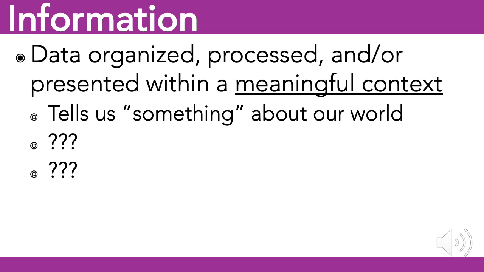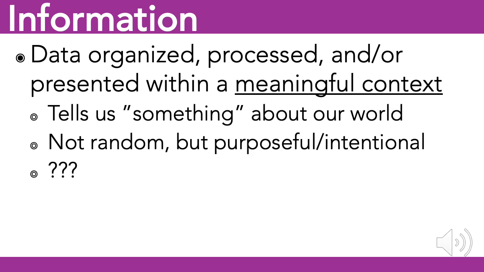What that something is, we'll get there. That something is meant to be intentionally ambiguous. That's what I meant by we'll get there. Information is not random. Data are random, right? And by random, I meant we can sort of put them in any order and they're still representing what they're meant to represent. So information, on the other hand, is not random, but purposeful and intentional.